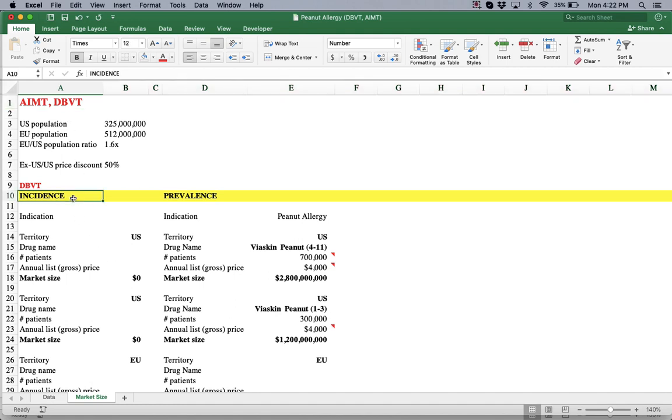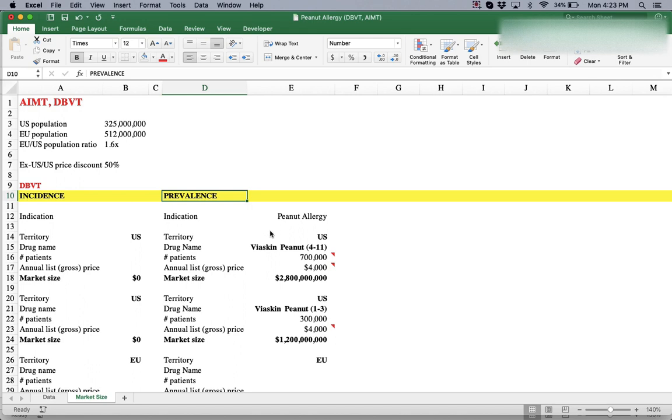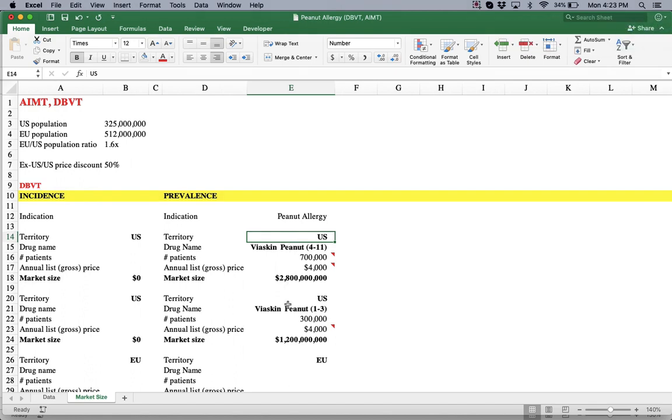So two new terms, incidence and prevalence. The incidence is the rate or the number of people in a population that have this condition every year. So the new cases of the disease every year. Whereas prevalence is just the overall number of people or the rate that it occurs in a population. And so what you want to do is you want to estimate in each territory how many different people have this condition.